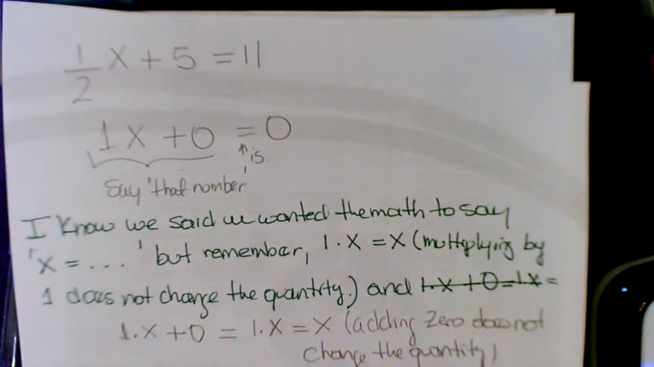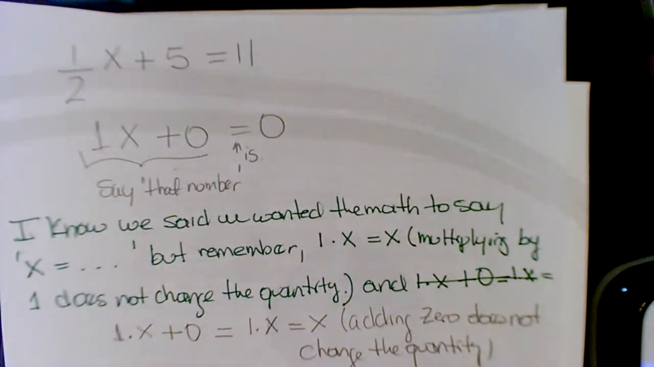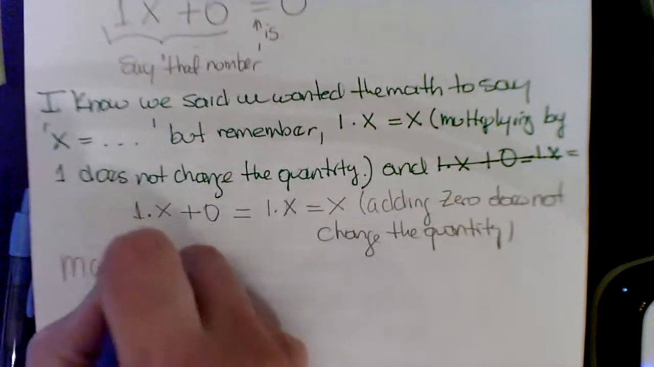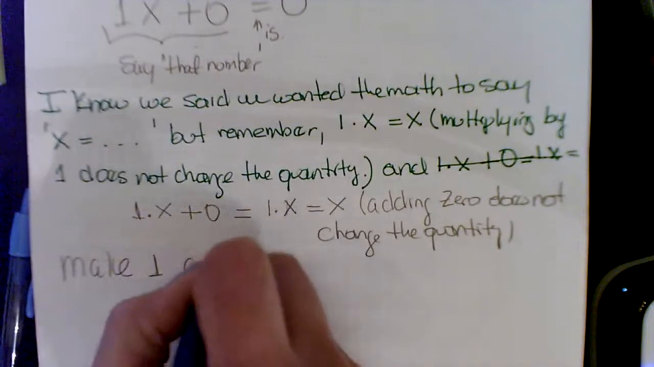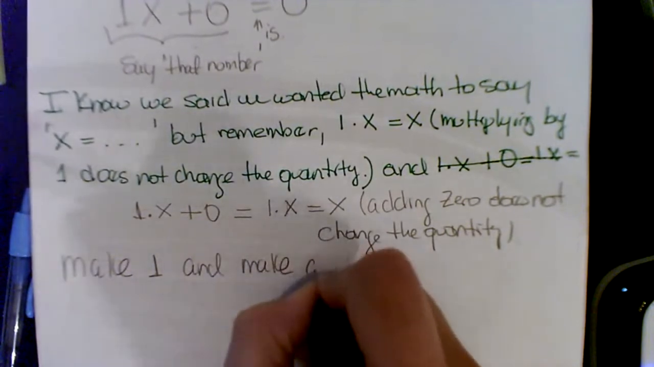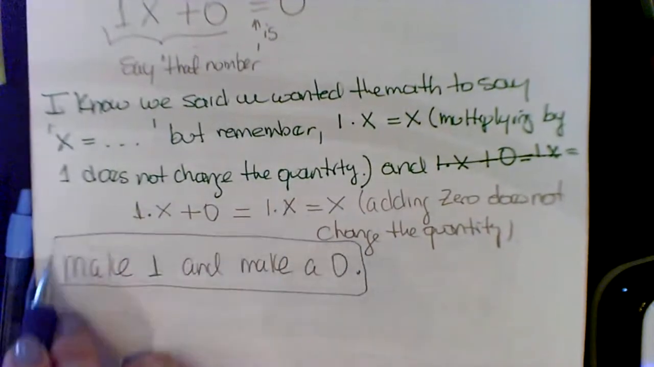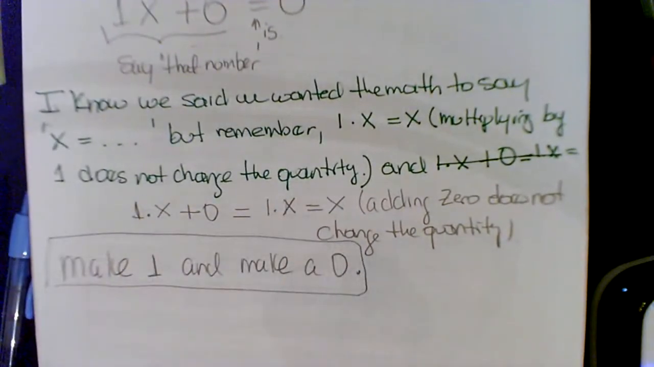Okay? So we're going to compare our original equation to our goal. And we want to make a 1 and make a 0. And that is our goal and a strategy you will see repeated throughout the whole semester. You want to make a 1 and make a 0. You're going to hear me saying make a 1 and make a 0 the whole time, okay?